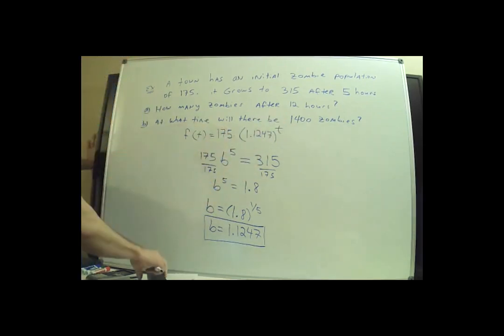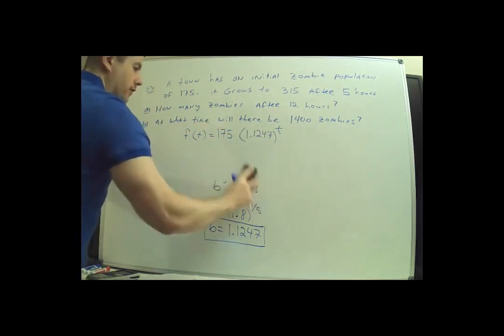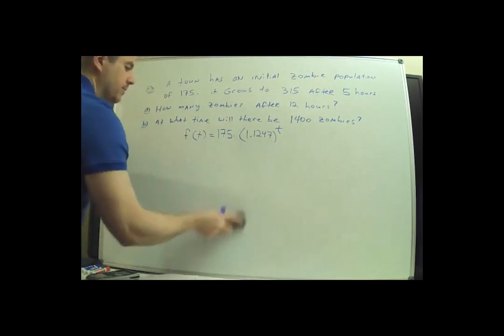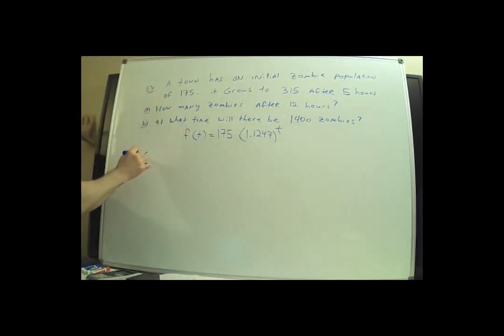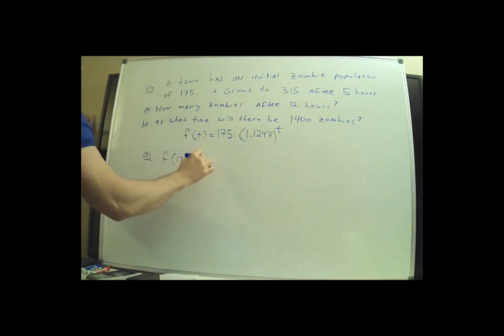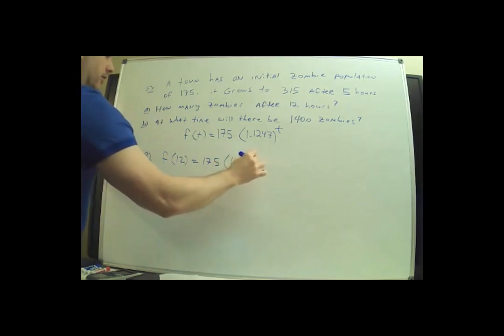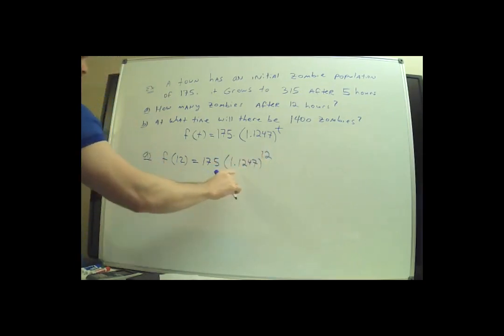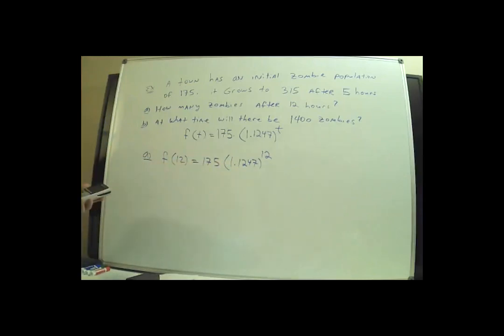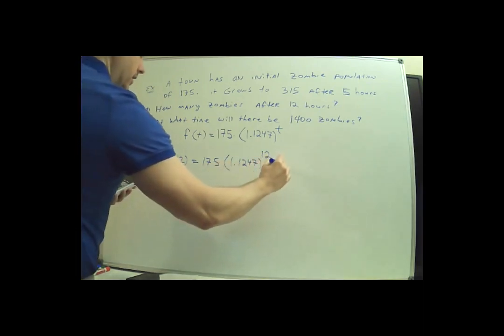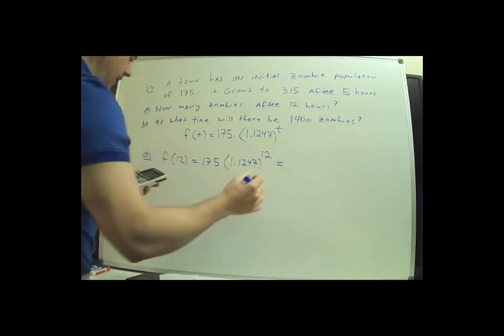All right, all that work just to find the rate of growth, the rate of change, the B. Now I can answer A. A said how many zombies after 12 hours? That's f of 12. So put 12 where the t is and just bang it out. I want to show you how different this is going to be if I rounded this. So take this number, again, raise it to the 12th power, and then multiply it by 175. When I do that, I get 717.